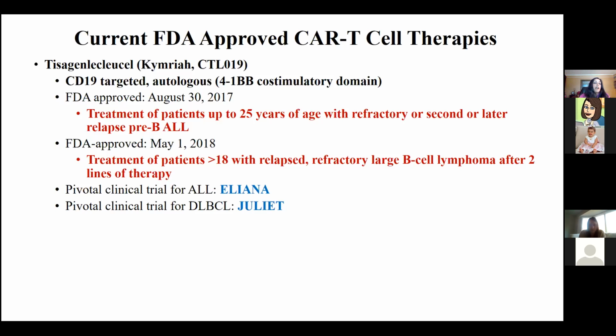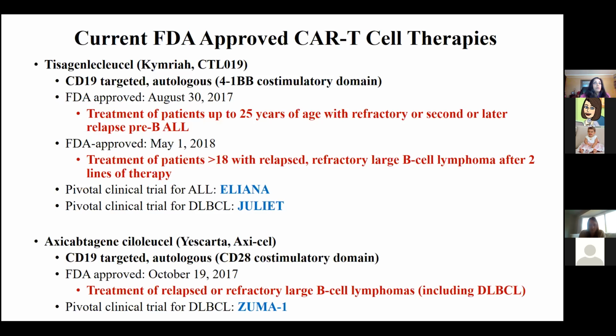The pivotal clinical trial that led to the ALL approval was Eliana. The pivotal clinical trial for lymphoma was Juliet. We enrolled about, I think, 11 patients total on both of these trials at Michigan Medicine. Just so you know, these are both phase 2 trials, and each of them had anywhere from 100 to 150 patients. So there have been no large phase 3 trials of CAR T-cell therapy. There is one ongoing right now in diffuse large B-cell lymphoma, but for the FDA approval of these drugs, they were approved based on phase 2 trials.